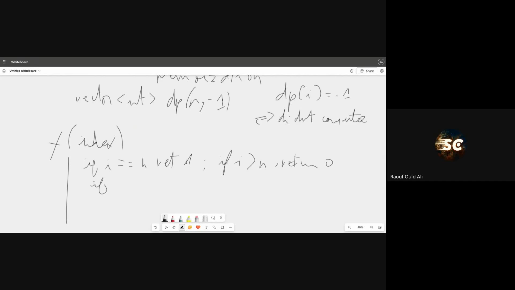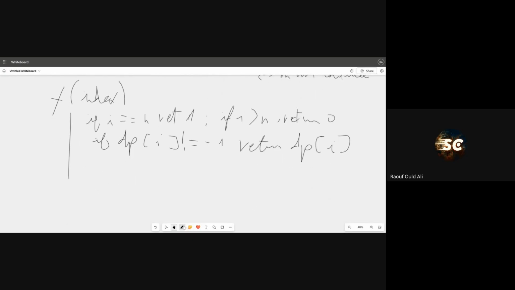Now, if dp[i] is not equal to -1, we will return it directly. Okay, we return dp[i]. Why? Because since it is not -1, it means that we have already computed it, and so we don't need to redo the operation. Okay?